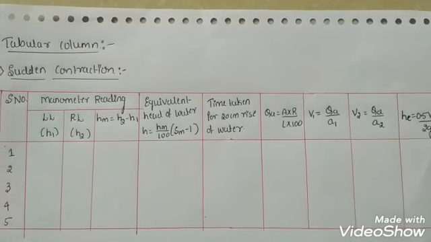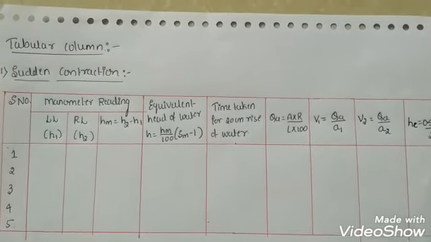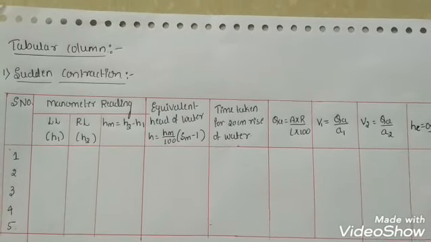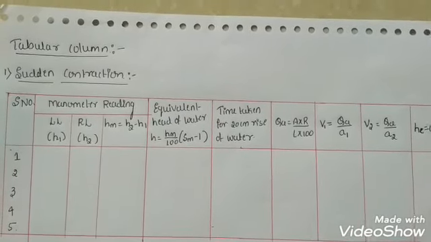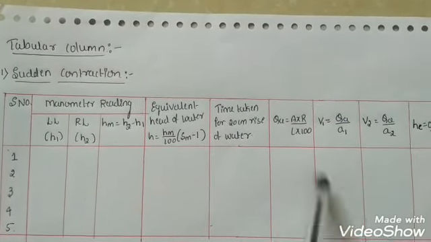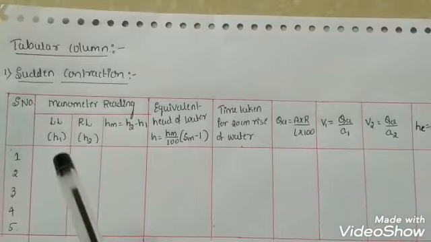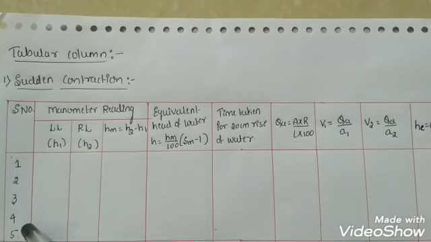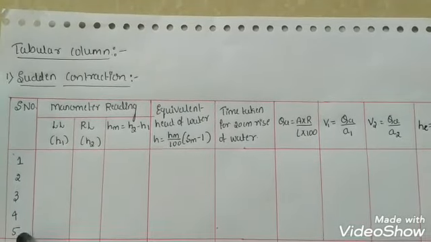So this is the tabular column we use to find out the minor losses in the pipes. One experiment we are going to conduct for the sudden contraction, and another trial is for the sudden enlargement. For the sudden contraction, this is the tabular column. You can observe here the serial number is there. You have to note down the number of trials you have taken, so just note down in this column.